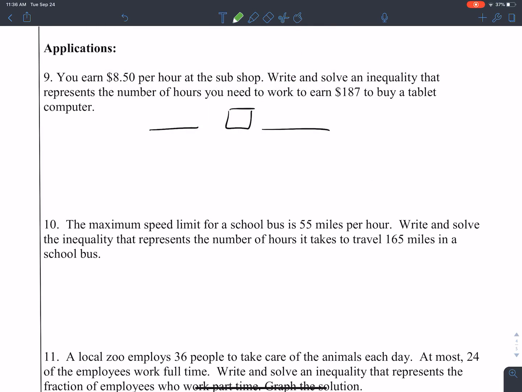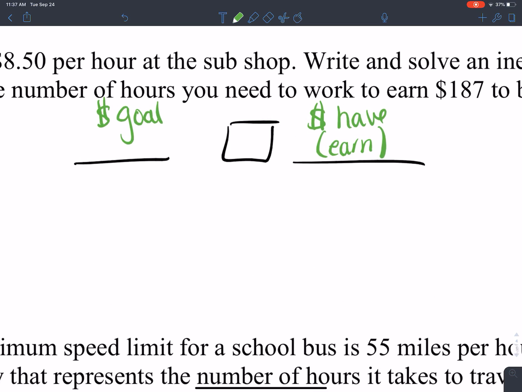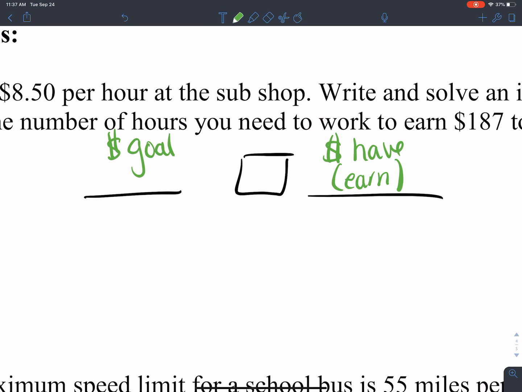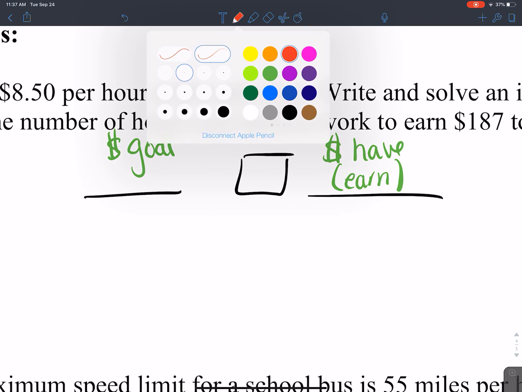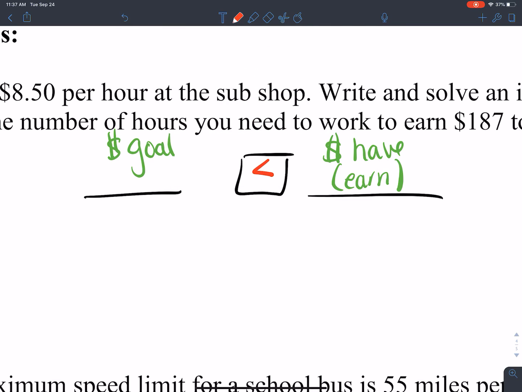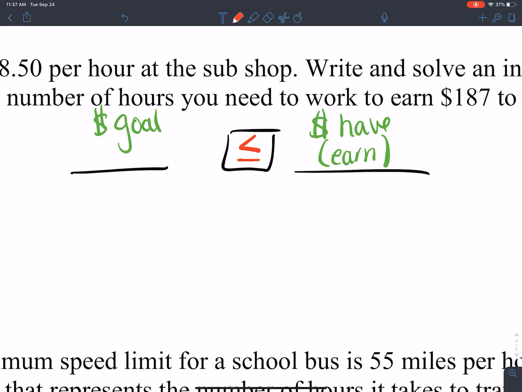So we have our goal that we want to buy, and then it's the money that we're going to earn. When I was comparing these two things, the money that I need for my goal versus the money that I'm earning, the money that I'm earning needs to be bigger, or it could be equal to my goal. If it's not bigger, then I don't have enough money to buy my tablet.